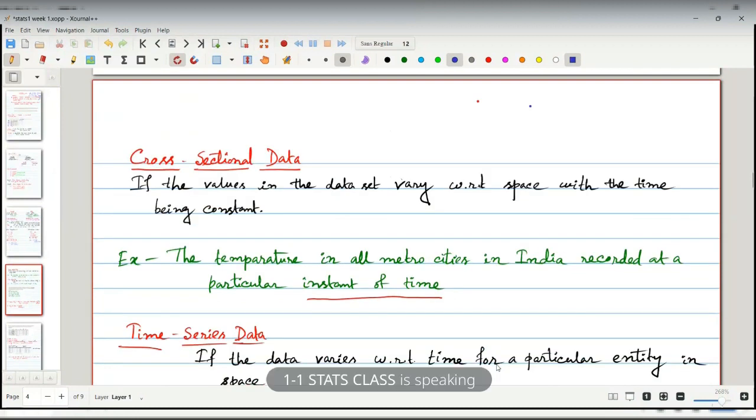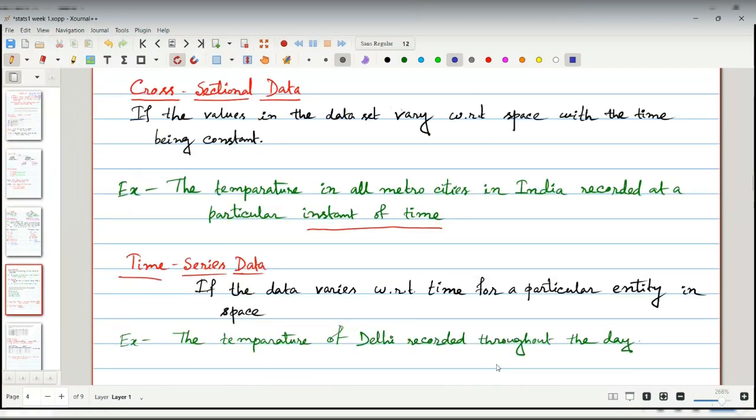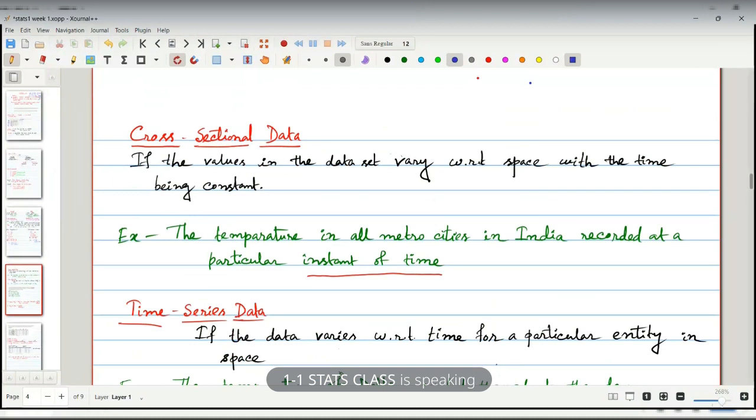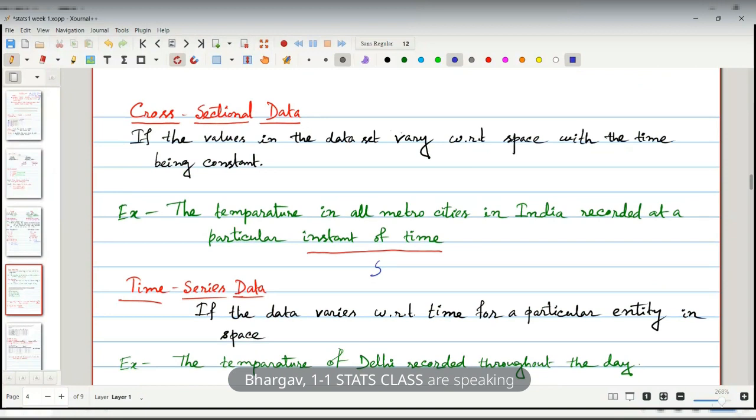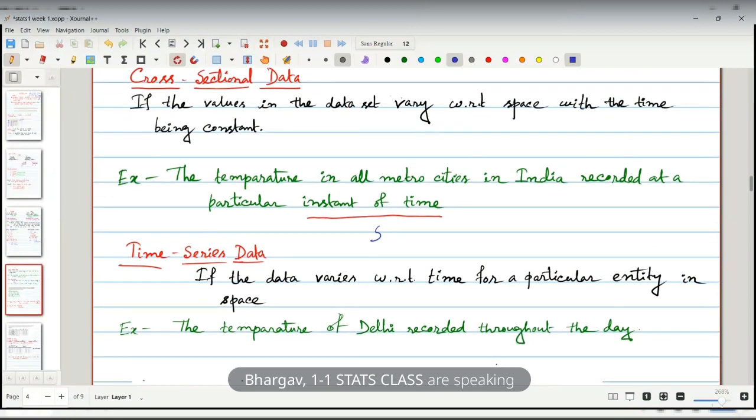I think this is the last thing, cross-sectional and time series data. Cross-sectional data is when the values in the dataset vary with respect to space, with time being constant. An example is the temperature in all metro cities in India recorded at a particular instant of time. Let's say on Sunday, the temperatures of all metro cities of India are collected. So that is cross-sectional data. Time is fixed, and temperature varies.